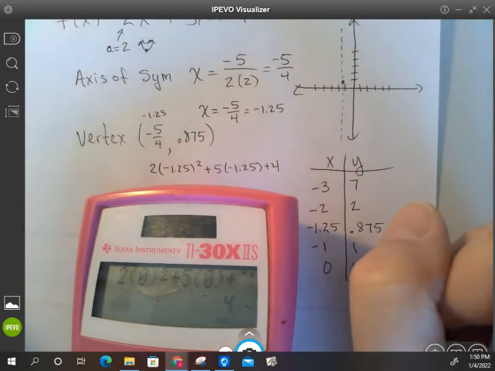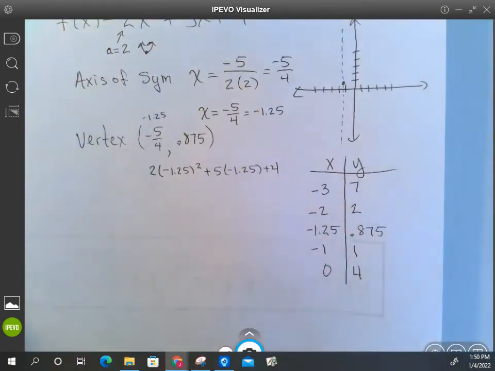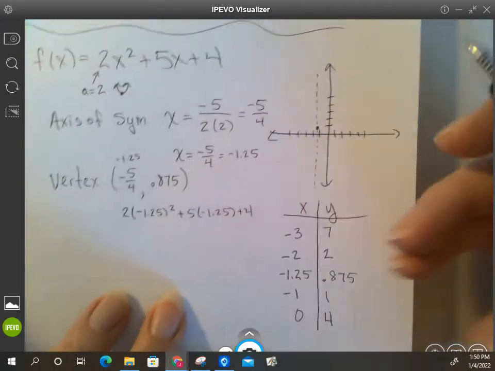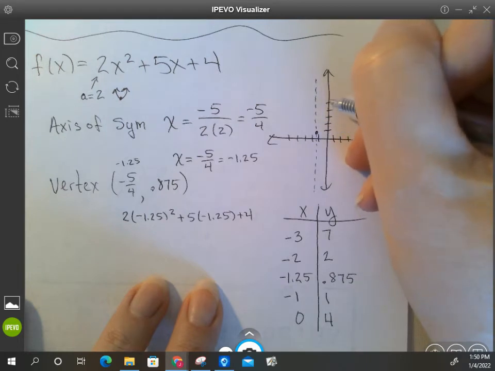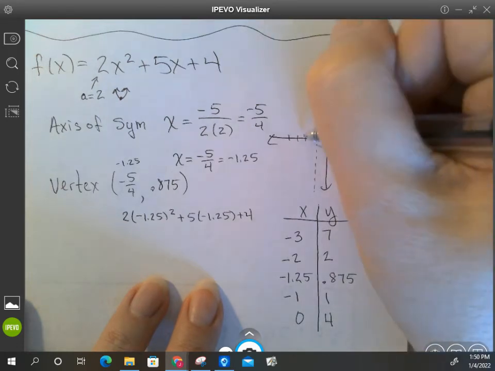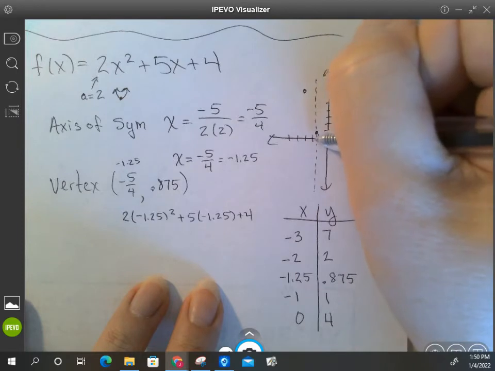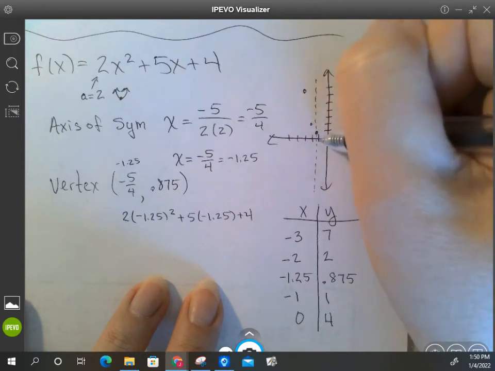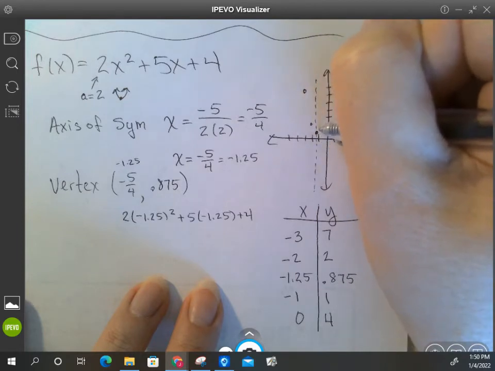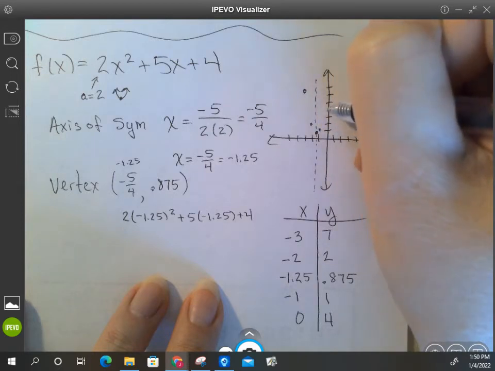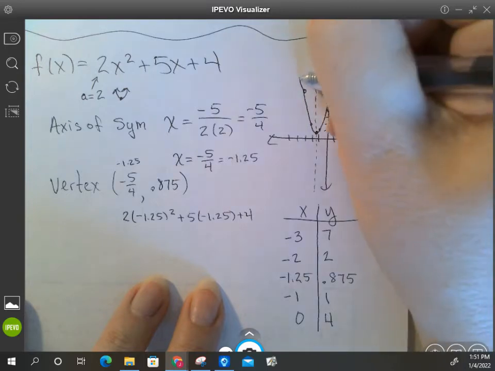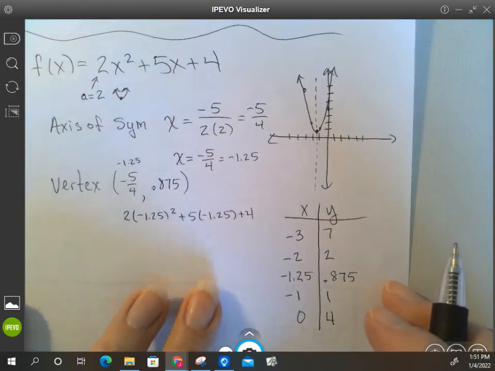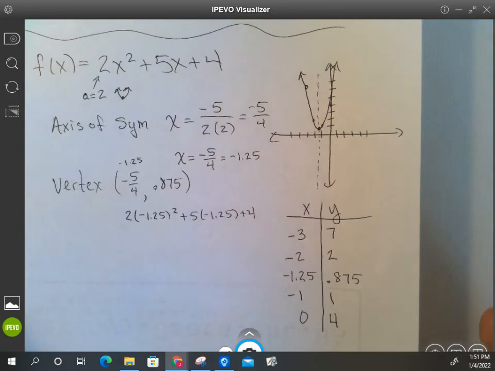And I get out 4. Okay, so I'm comfortable graphing this. It's going to be a little bit non-symmetrical, but I think I'll have good points here. All right, so negative 3, 7. I've got negative 2, 2. I've got negative 1, 1. And 0, 4. There you go. There is my graph. Again, not the most accurate since I was sketching it by hand, but not bad.